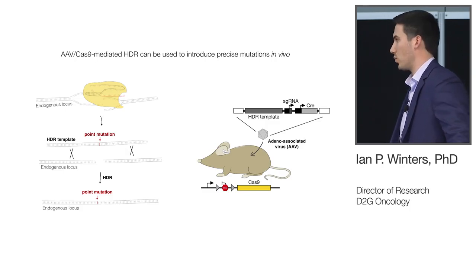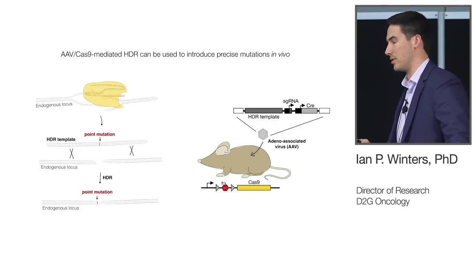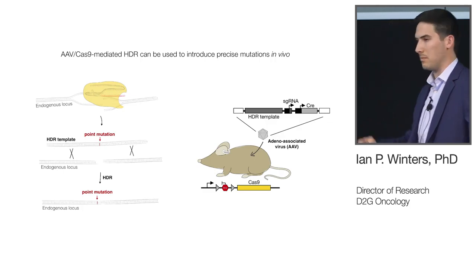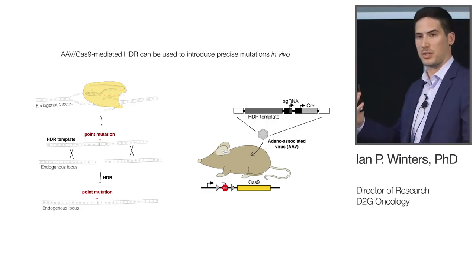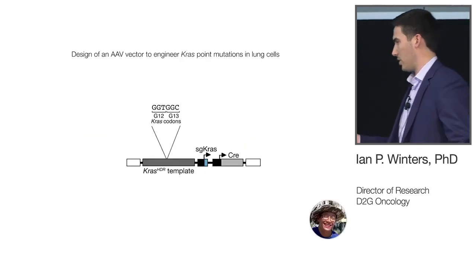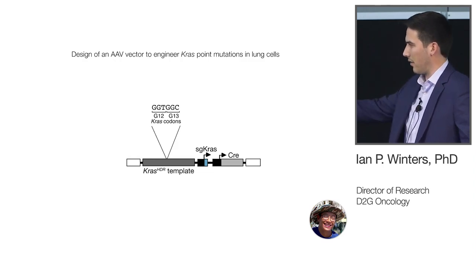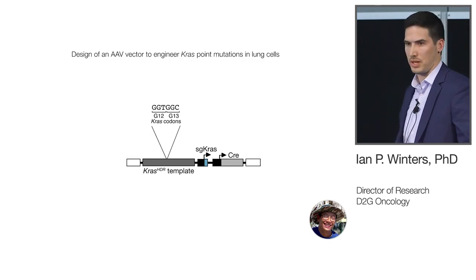To do that, we had to switch away from lentivirus, which has a single-stranded RNA genome, and switch to AAV, which has a single-stranded DNA genome. Then we could use that DNA potentially as a template for homology-directed repair. So in collaboration with a postdoc in the lab, we created this AAV vector that has a KRAS homology arm with particular point mutations at position G12 and G13.